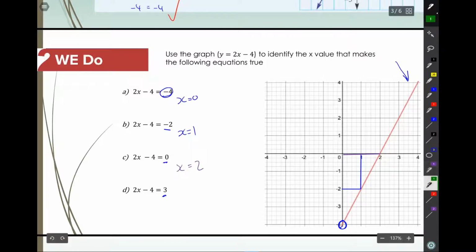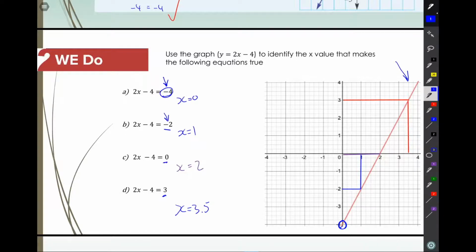And then we go all the way up to y equals 3. And we read across. And it looks like at that point, x equals 3.5. Now, something to note, we've been given our y value in all of these. Let's say we weren't given a y value. We were just given this equation. y equals 2x minus 4.